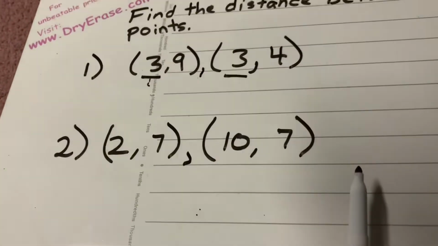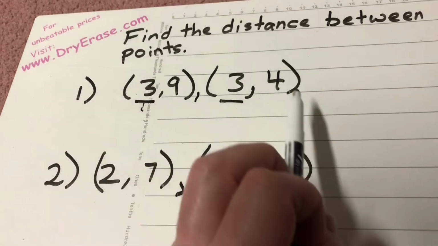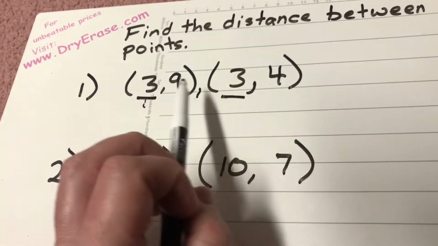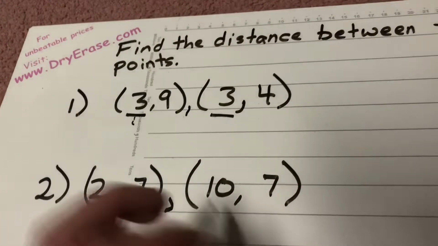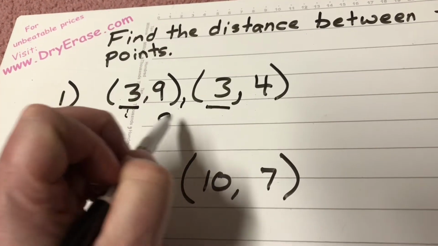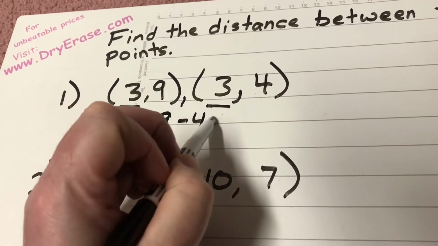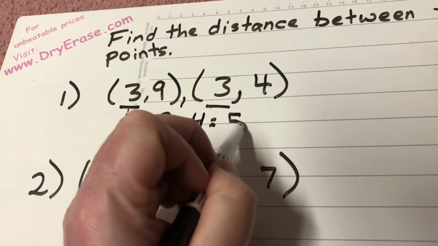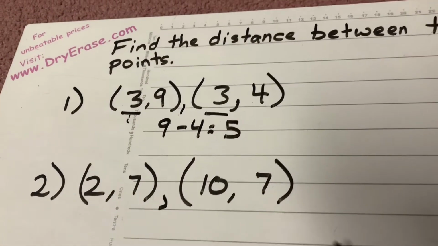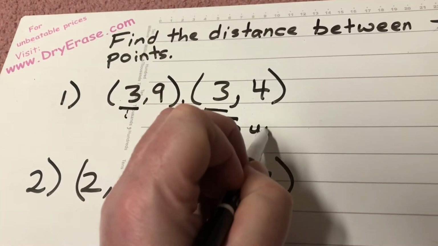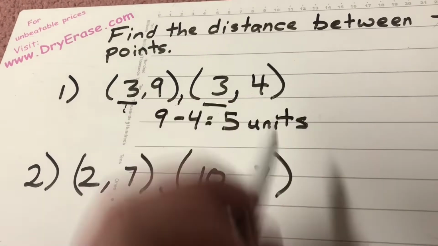And then all I do is I have 9 and 4. And I just do a subtraction problem. The bigger number's 9. The smaller number's 4. 9 minus 4 equals 5. The distance between them is 5 units.